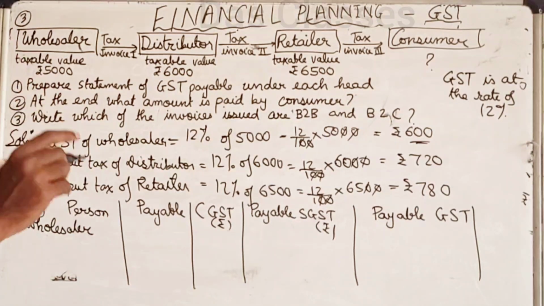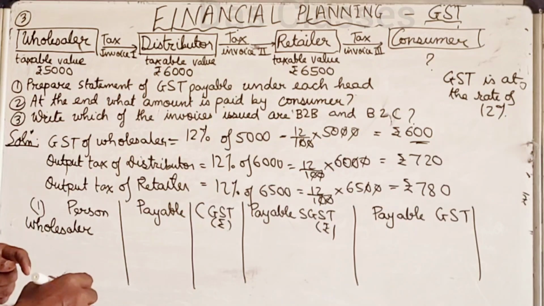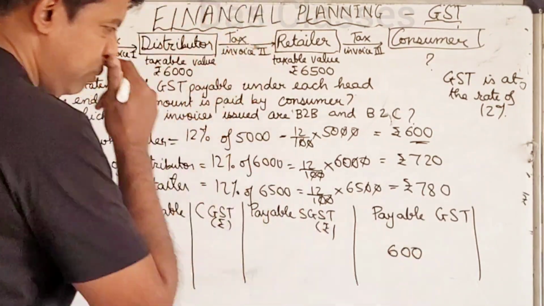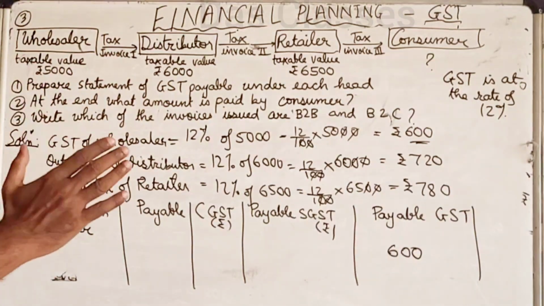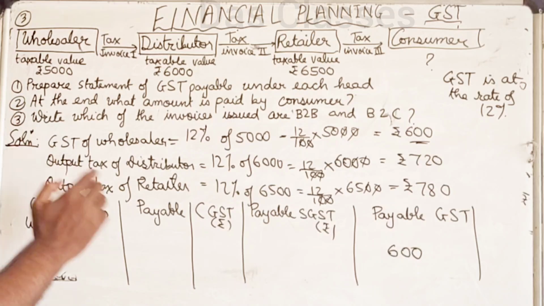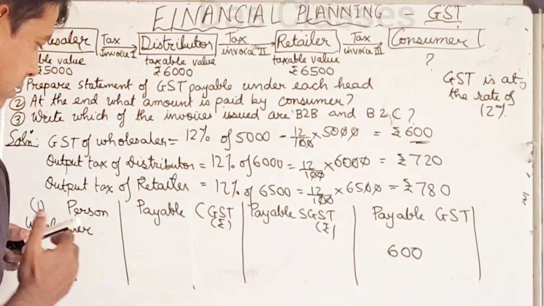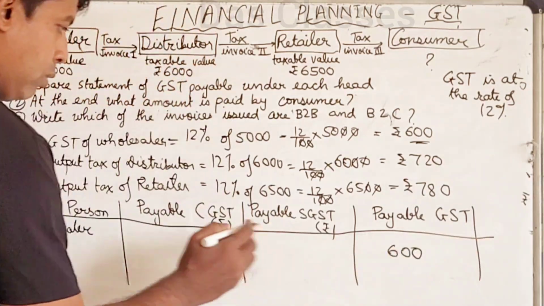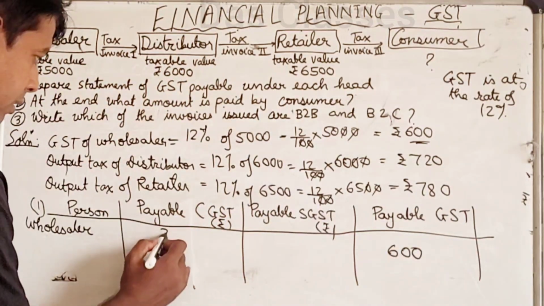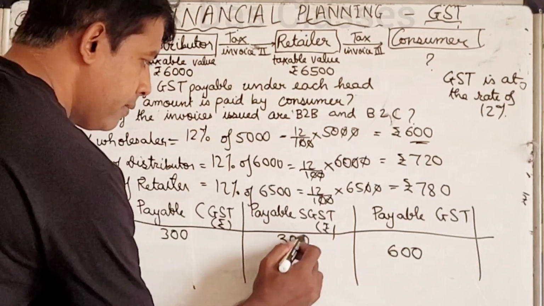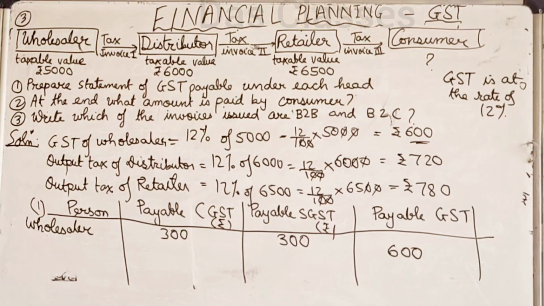So for the wholesaler, you see, the GST paid is 600 rupees. Now, as you know, the GST is divided equally into CGST and SGST. So 600, so 300 CGST and 300 would be the SGST. Next person is the distributor.